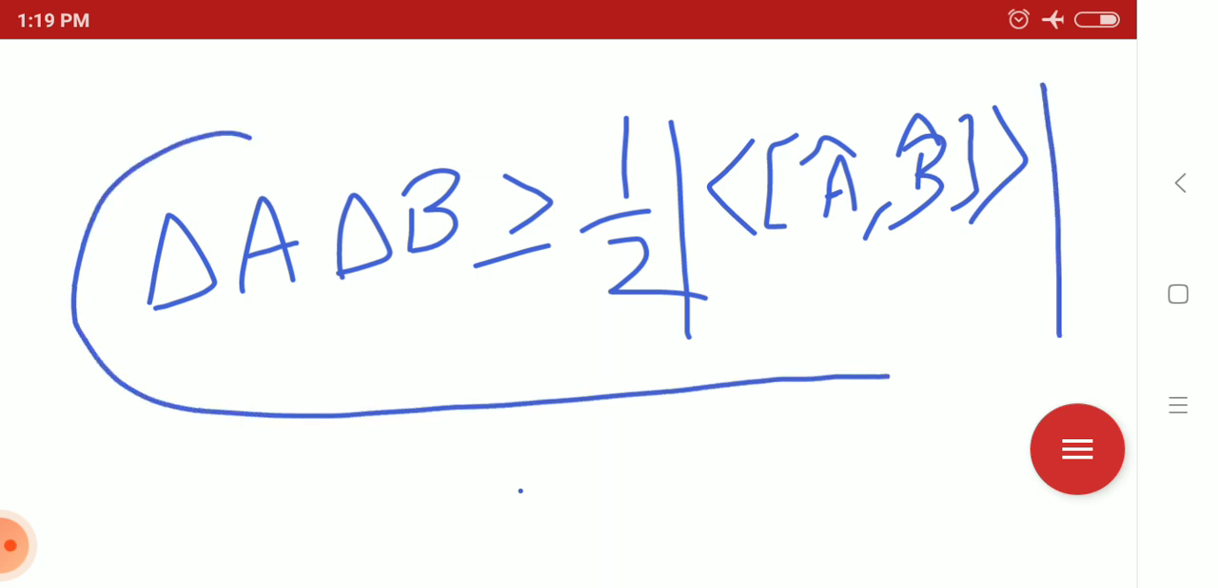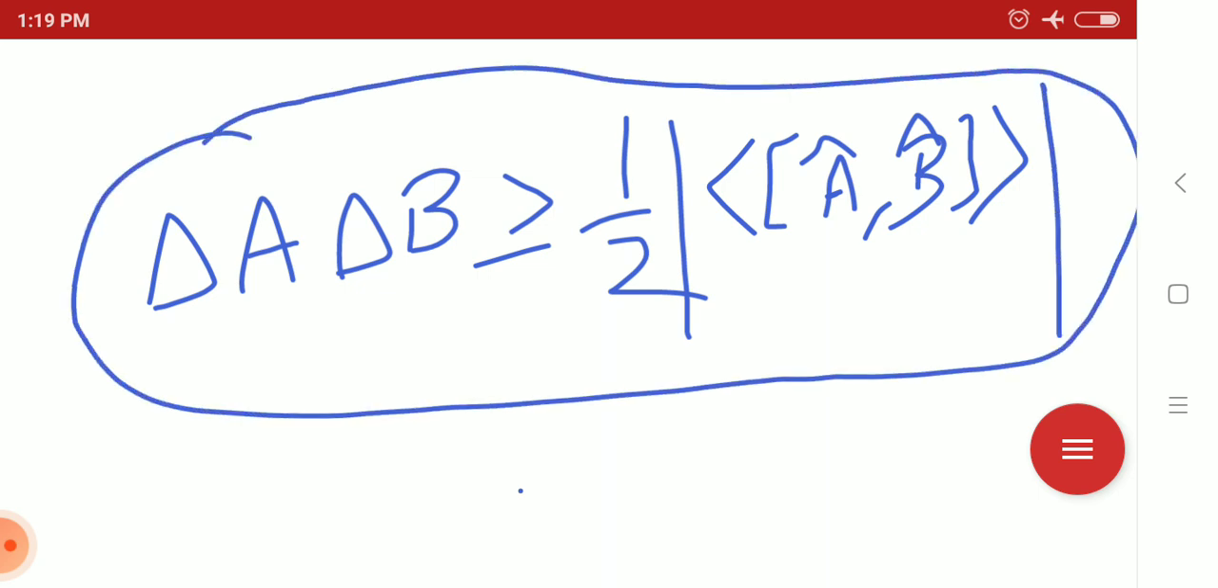These are very important things that you should learn. A has an uncertainty delta A, B has an uncertainty delta B, and they have a relation such that delta A into delta B is greater than or equal to half into mod of the expectation of the commutation relation of A and B. So that's it. How can we verify it?